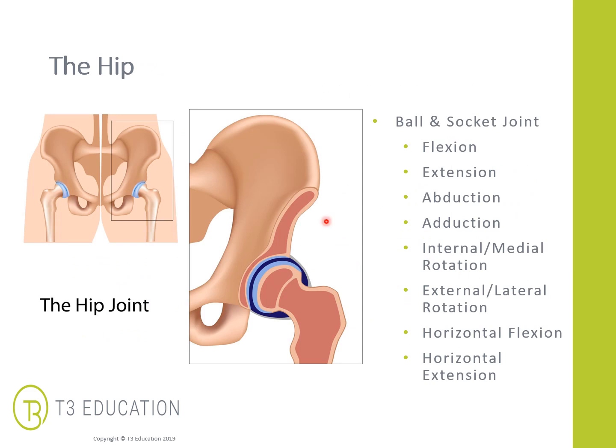The hip, another ball and socket joint, so allowing a large range of movements. It is where the femur meets the pelvis.